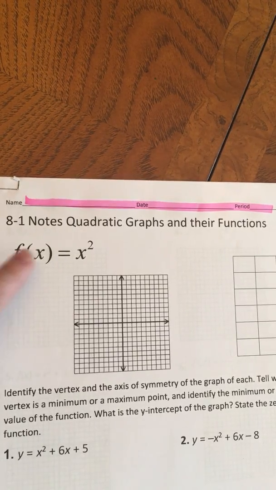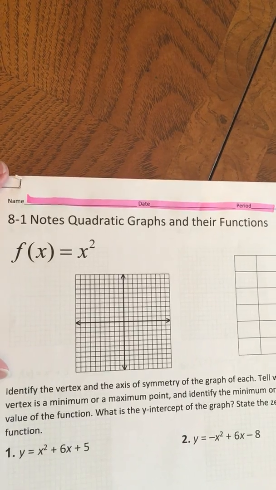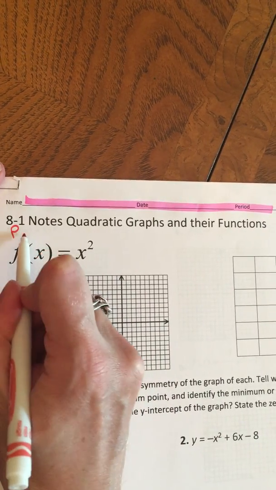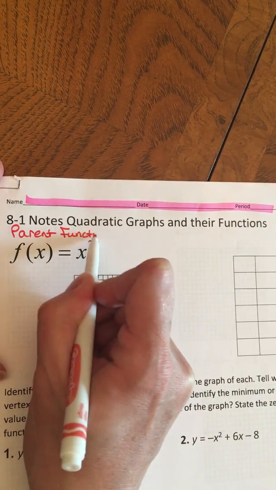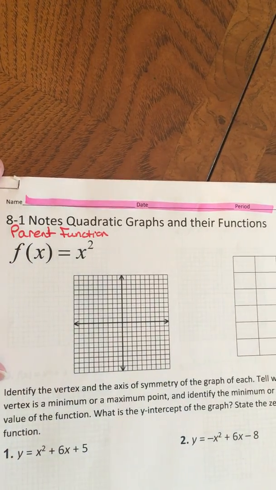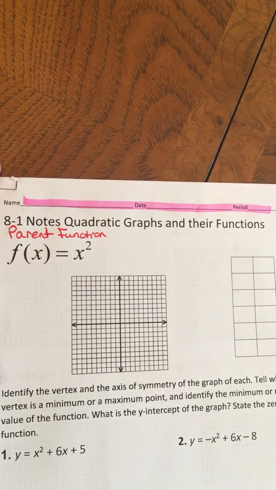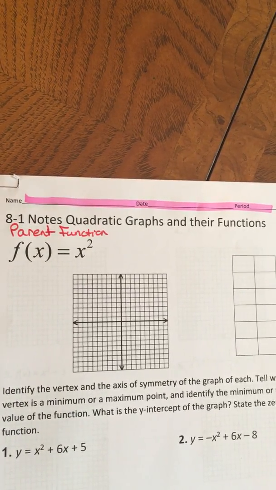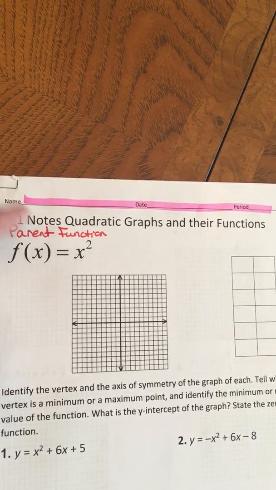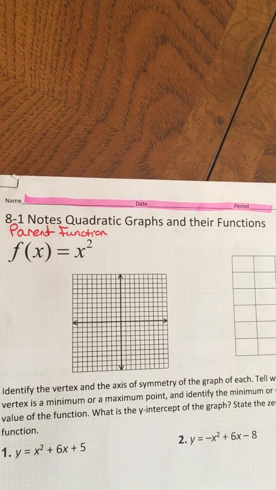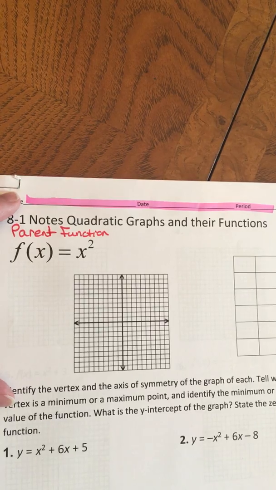So we're looking at f of x equals x squared. And this is our parent function. That's right, parent function for all quadratics in the parabola family. So when you're asked about what is the quadratic parent function, it is f of x equals x squared. And in that parent function, in all quadratics, there are lots of parts that we're going to discuss today.